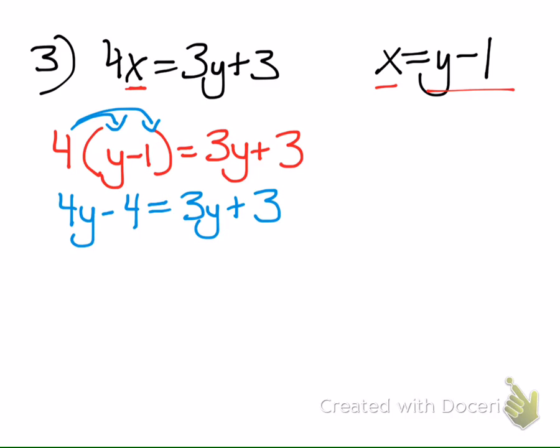Then I need to get the y's on the same side of the equal sign, because these aren't like terms, so I can't combine those. I need to get the y's on the same side. So I can move this over here, or I can move this over here. I want to move the y over that's going to keep it positive.